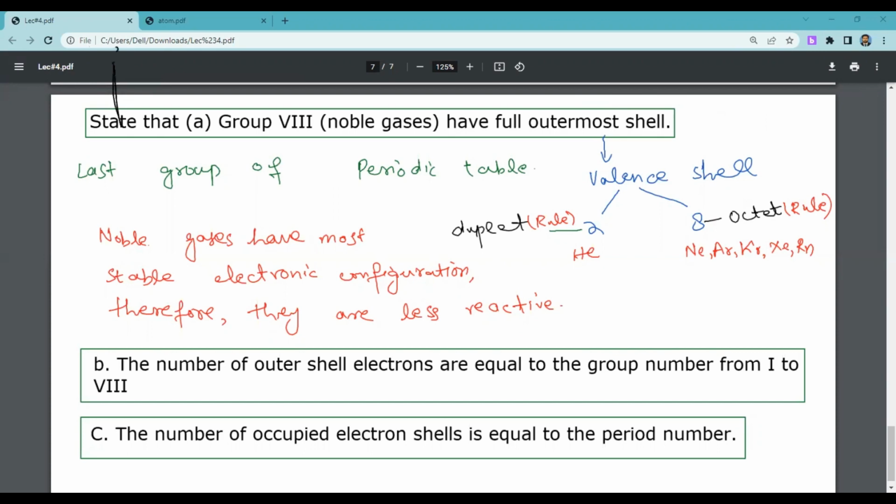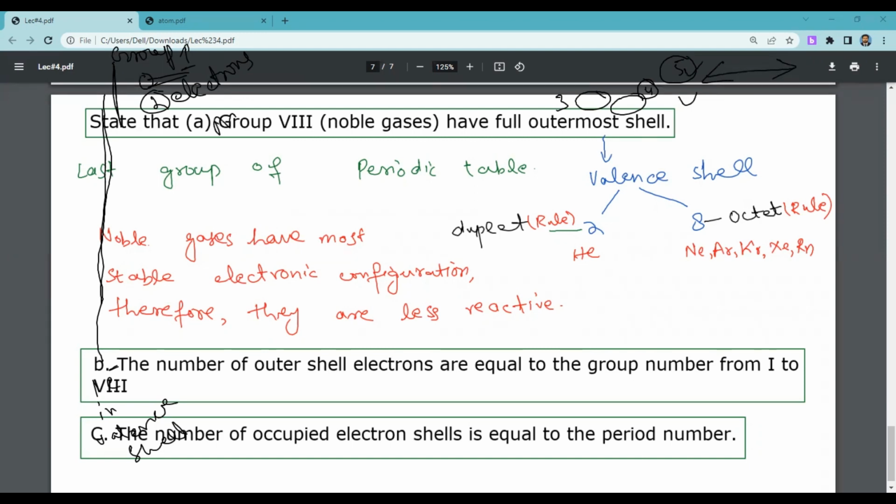Now this is group 1. Group 1 indicates that all the elements have only one electron in their outermost shell or valence shell. Group 2 shows that only 2 electrons are present in its valence shell. Group 3 indicates that 3 electrons are present in its valence shell. Group 4 is also saying 4 electrons are present. Nitrogen, in the fifth group, has 5 electrons present. Similarly, we can also check up to the 8th.